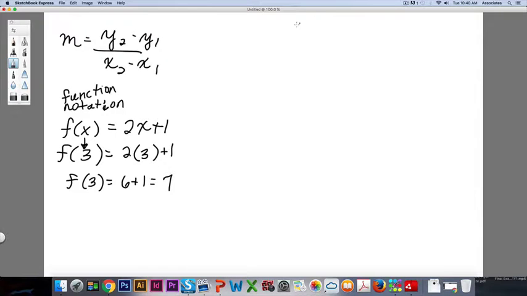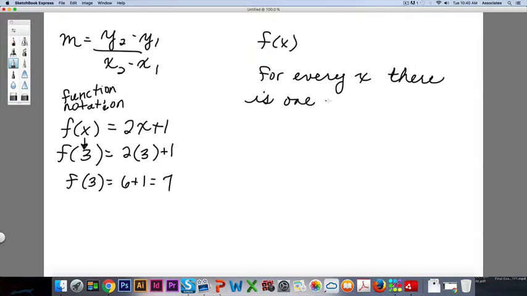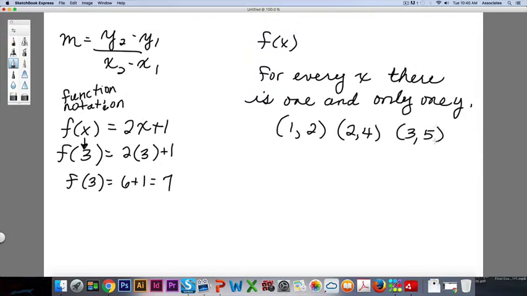Now, what is a function? All right. A function is for every x, there is one and only one y. So we're going to talk more about that, but that's really what it has to be. So for every number, look at this: 1 matches with 2, 2 matches with 4, and 3 matches with 5. This is a function. This is x and this is y.